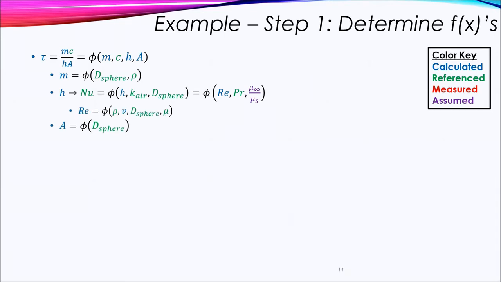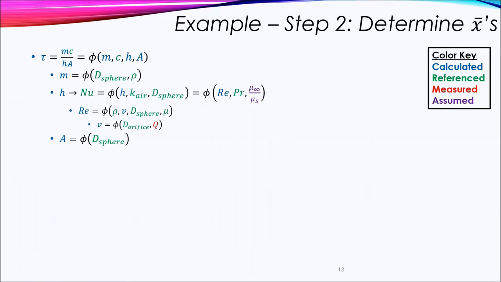Now, within the Nusselt number, we see the Reynolds number, given in blue, is something that we need to calculate. And the Reynolds number is calculated from the density of the air, the velocity of the air, the diameter of the sphere, and the viscosity of the air. And a further layer down, we see that the velocity is also calculated. And so that is a function of the diameter of the orifice and the flow rate, which we'll be measuring with a rotameter with a FSO, or full-scale output, of 600 standard cubic feet per hour and a resolution of 10 standard cubic feet per hour.